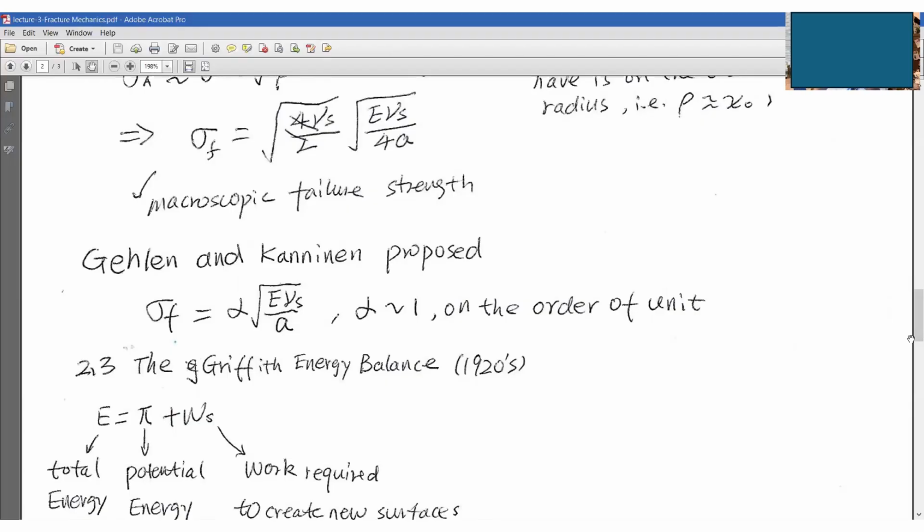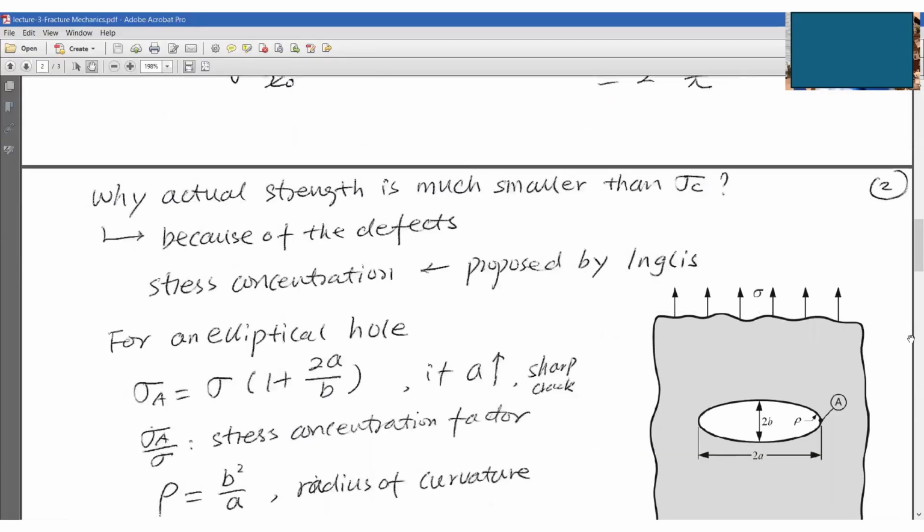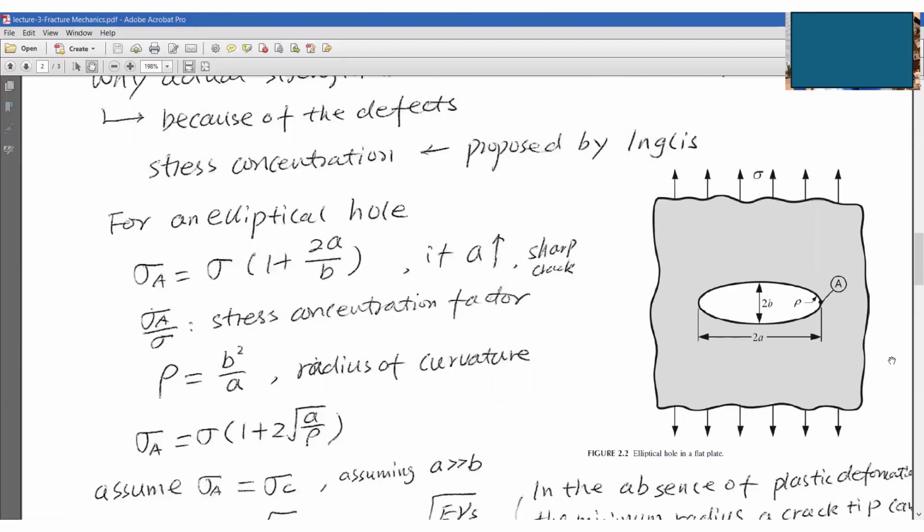Now you should know that the theoretical cohesive strength is on the order of Young's modulus. They have the same order of magnitude as Young's modulus, but usually the strength is not very high. Why? Because of the defects in the material: the cracks, small cracks, and small voids.